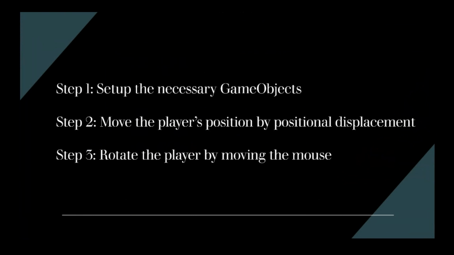Before we are able to make our character move, we will first have to set up the necessary physical objects in our scene, which are called game objects. You will then learn how to move your character with the arrow keys by directly moving the character's position, and finally, you will learn how to rotate the player's view using your mouse.